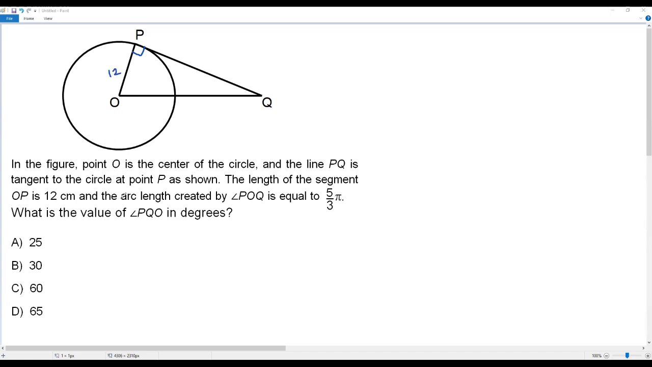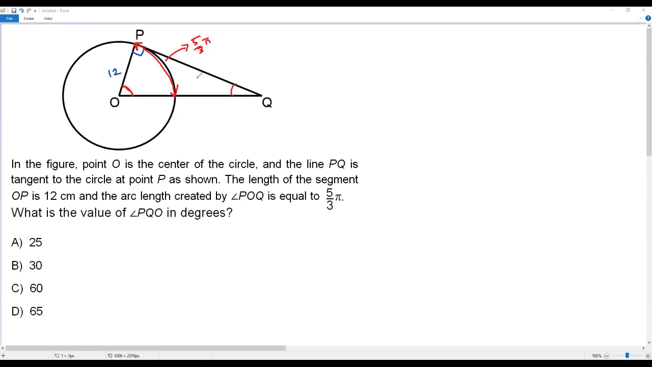Okay, and also there is information about the arc length created by angle POQ. Angle POQ means here we have P, here we have O, here we have Q. So POQ means this angle. The arc length created by this angle POQ is 5/3 pi. So this is the arc created by the angle POQ. We have the length of this arc, it is given as 5/3 pi. Let me write it over here. Now they are asking us to find the angle measure in degrees of PQO. So we have to find the angle measure over here.